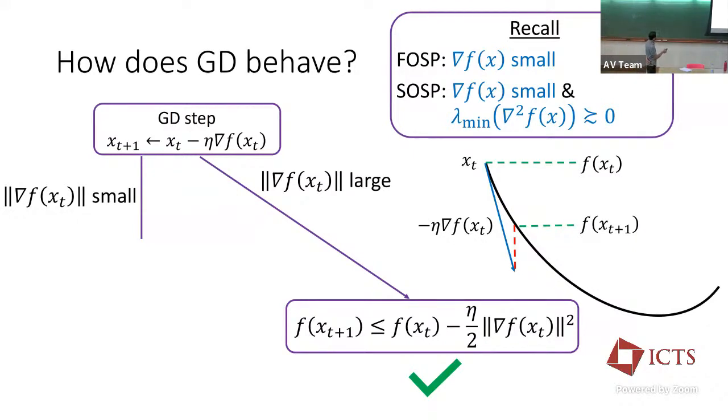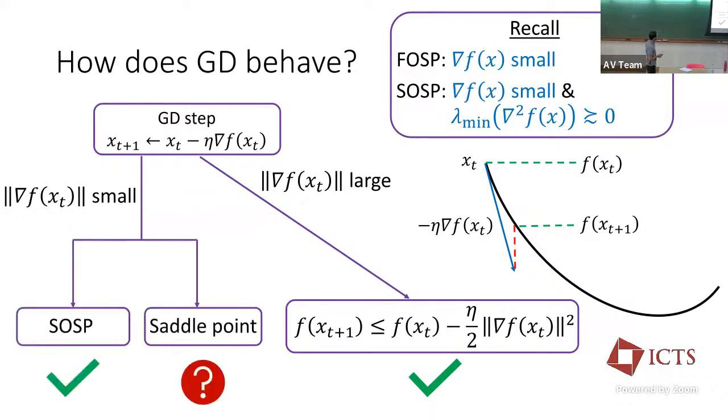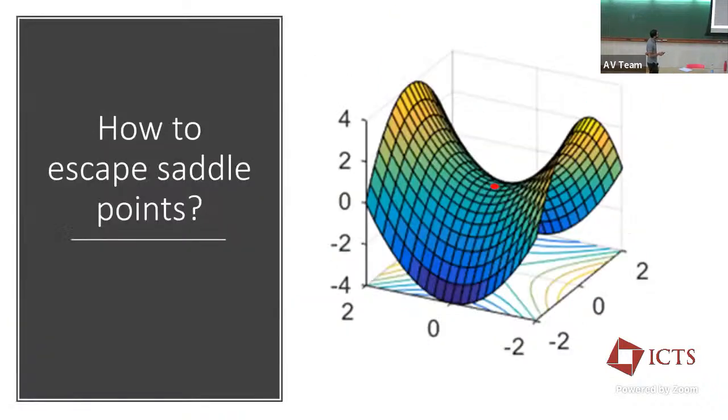Now, the other case is when the norm of gradient is small. In this case, there are 2 possibilities. One is that we are either at a second order stationary point or we are at a saddle point, right? But we don't know which one it is because we are only looking at the gradients. And in both the points, gradients are equal to 0. And we don't know the Hessian, so we a priori don't know how to distinguish between whether we're at a saddle point or second order stationary point. So the question is, how do we escape the saddle points if we are at a saddle point, right?